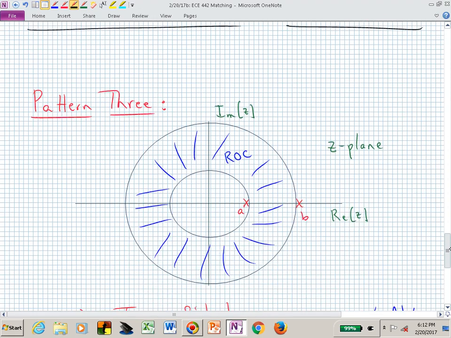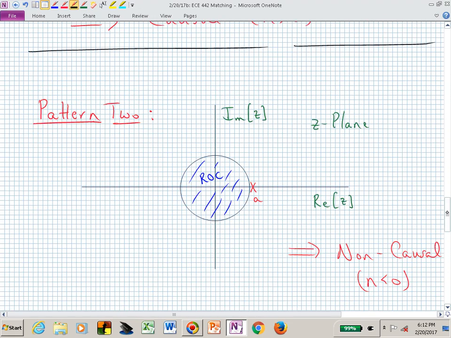Pattern 3. Oh, and what do you know about the bounded behavior of this waveform? It depends again, right? Depends on where A is. If we want this to be bounded, where do you want A to be? You want it to be outside the unit circle, don't you? You want it to have a magnitude bigger than 1 to be bounded.